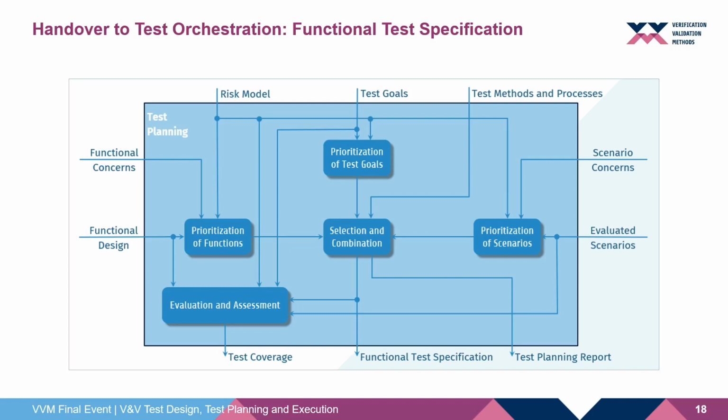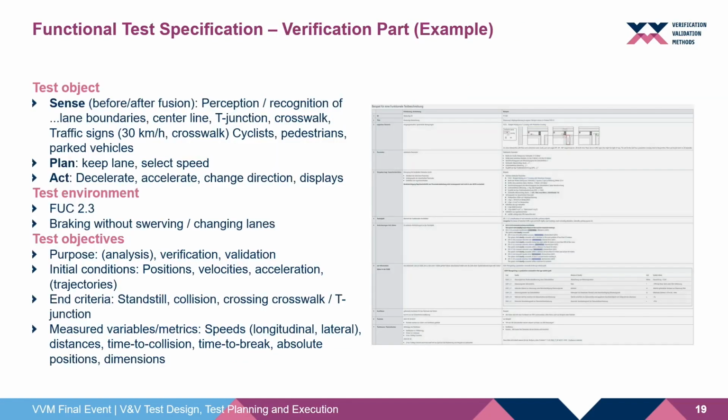Just to see it again, now we have all the different ingredients together, and by now initiating the prioritization process I described on the different levels, we can now make a selection and combination, and by doing so, the main output will be the functional test specification, which is the main outcome here.